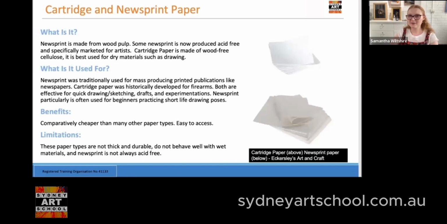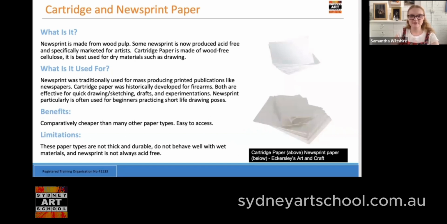So let's talk about some of the paper options which are available to you. Now, keep in mind that we're going to be going through a list today, but the paper options available are really, really extensive. So this is a very brief summary today. The first one we'll be talking about is cartridge and newsprint paper.